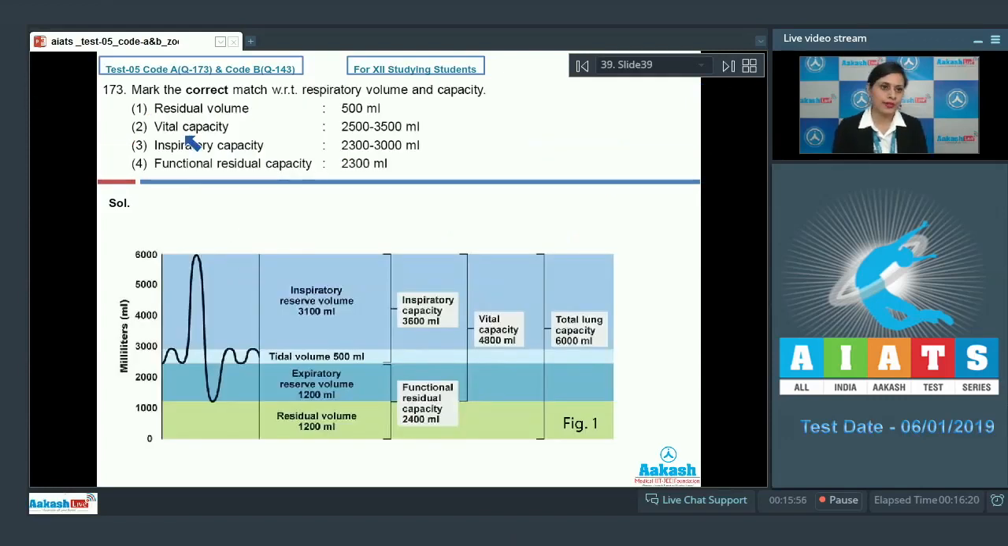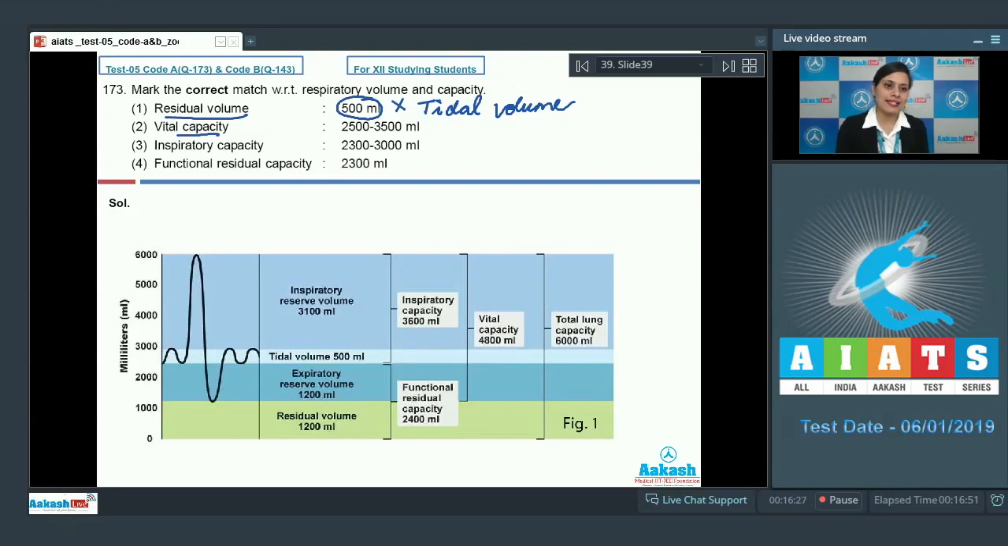Question number 173. Mark the correct match with respect to respiratory volume and capacity. The very first match given is residual volume, and the match given is 500 ml. And this is an incorrect option because 500 ml is the volume of tidal volume and not residual volume. So this is an incorrect match.